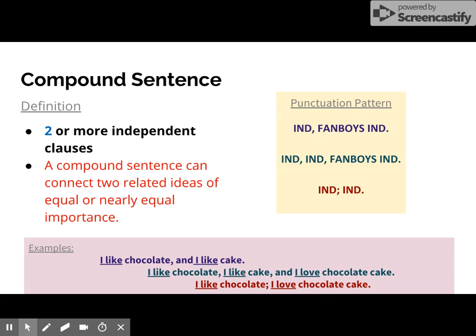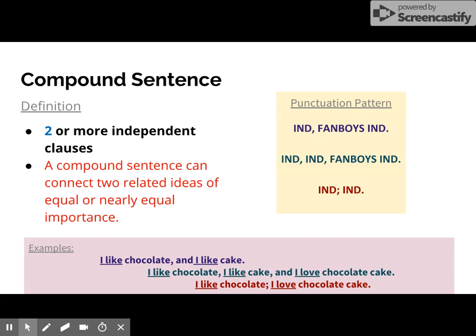That second independent clause is building off of the idea from the first one, so it's okay to join with a semicolon. If your independent clauses are totally unrelated, like I like chocolate, it's a Wednesday, then you couldn't connect them with a semicolon because they don't have that same relationship.